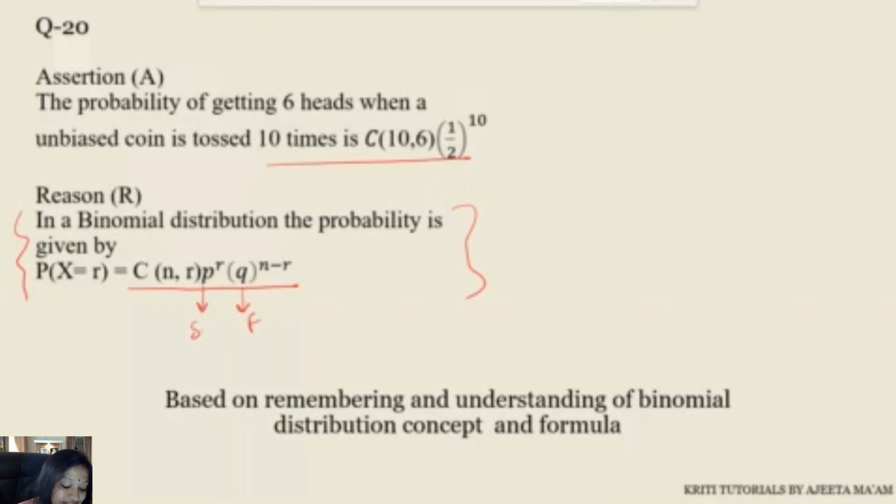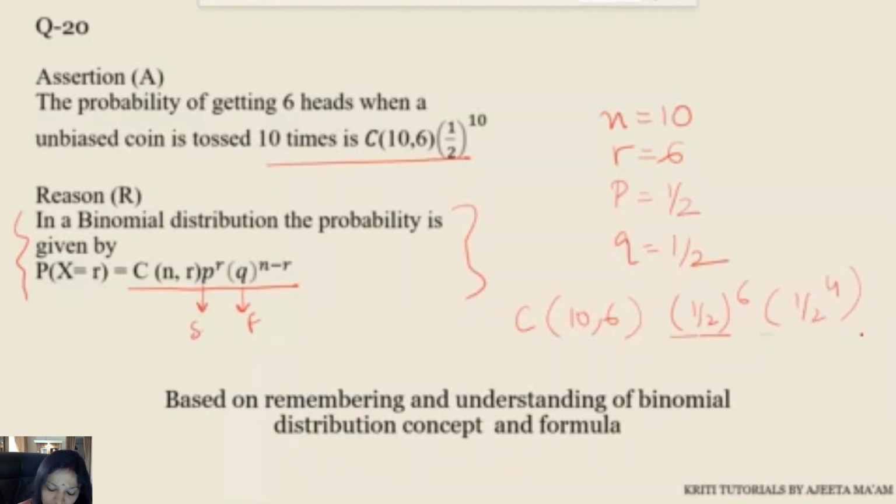The probability of getting 6 heads when an unbiased coin is tossed 10 times. So here n is 10, 6 heads, so r is 6. What is the probability of success? 1 by 2. What is the probability of failure? 1 by 2. So now if we keep it in the formula, what will we get? 10C6, 1 by 2 raised to 6, 1 by 2 raised to 4. And if we combine both of these, we get 1 by 2 raised to 10. So our assertion is correct. Assertion and reason both are correct, and so the correct option is A.